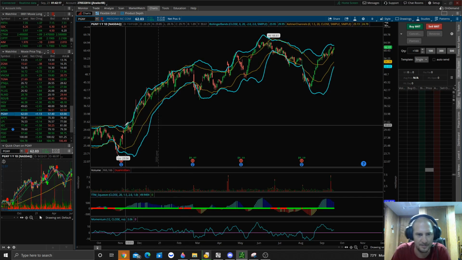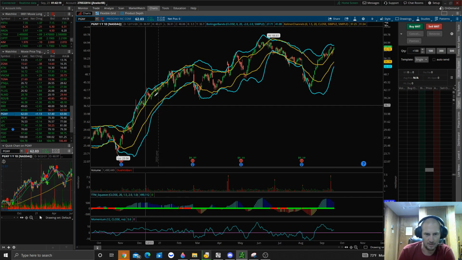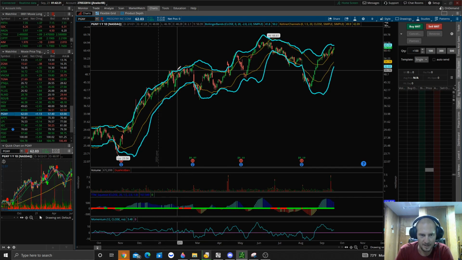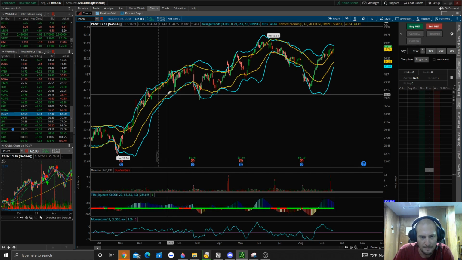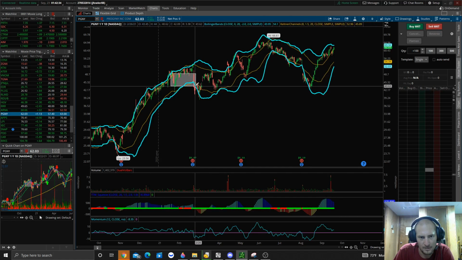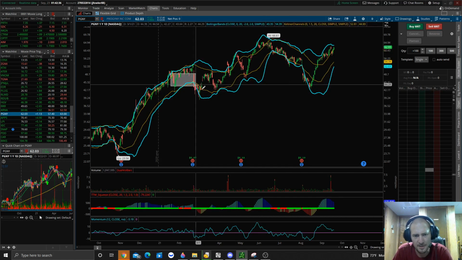Here's a nice squeeze, right? You've got a solid uptrend, and then it starts trading sideways, compressing, and you get two here right in a row. There's your squeeze, and it does come down some, right? This is where it fires. It fires off down here a little bit, but then that trend continues, right?